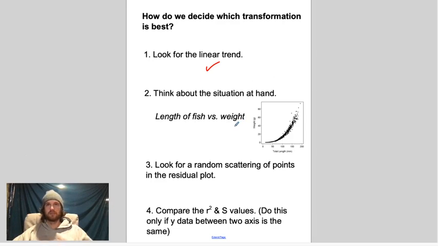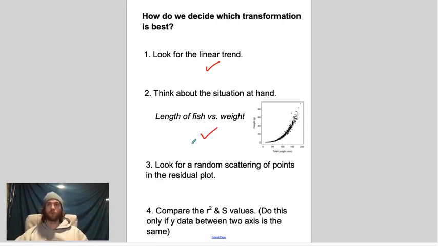For example, a linear trend for my weight loss doesn't make sense because you're not going to just continue shriveling away. The more weight you lose, the harder it is to lose additional weight. So think about what makes sense for the situation.